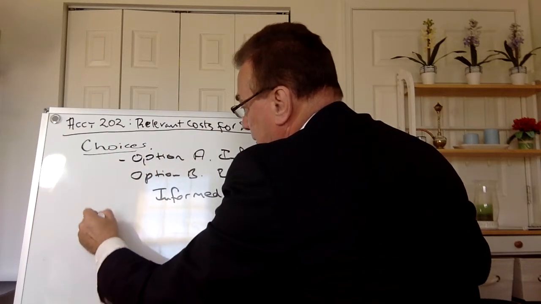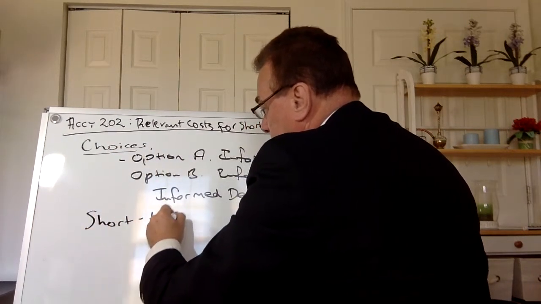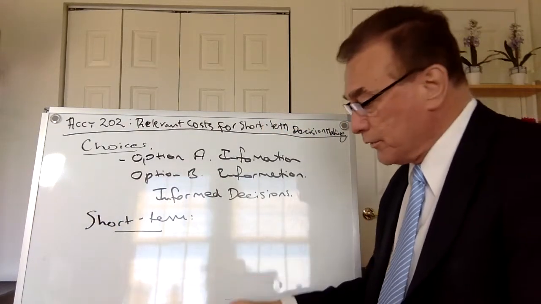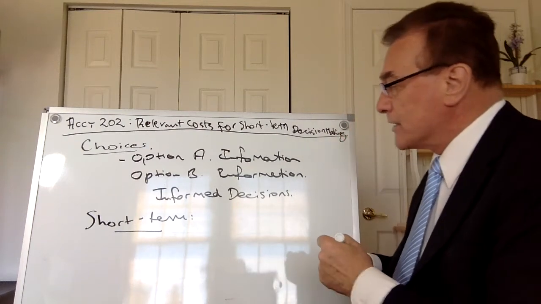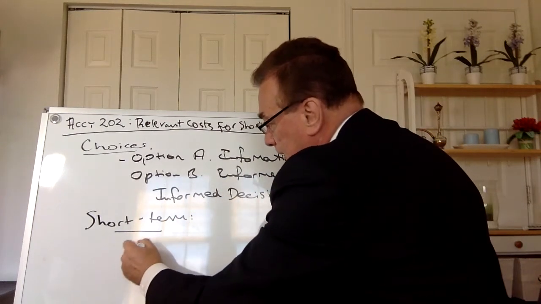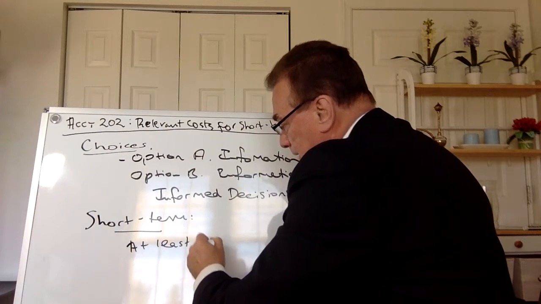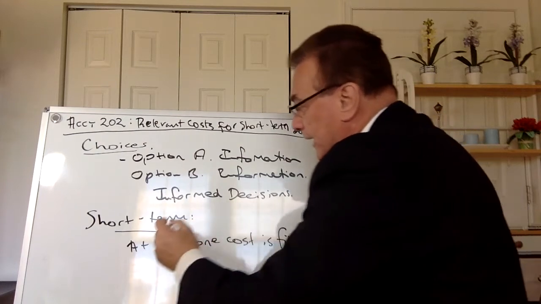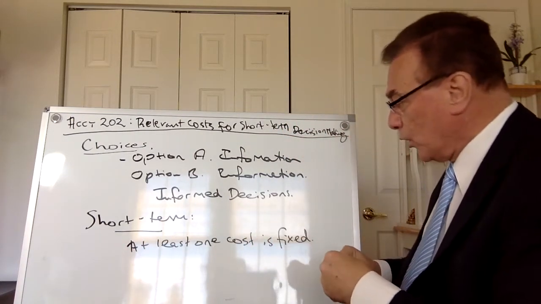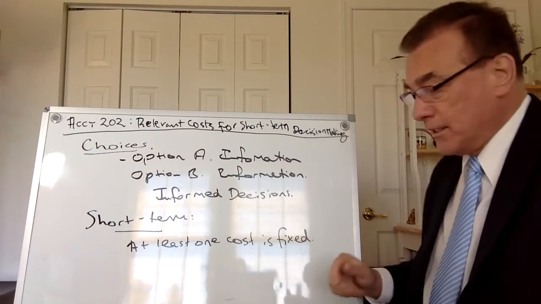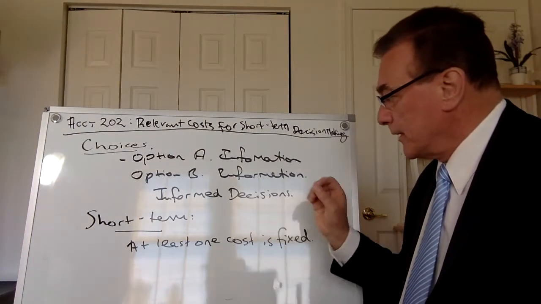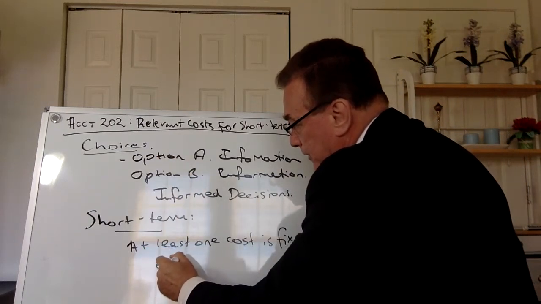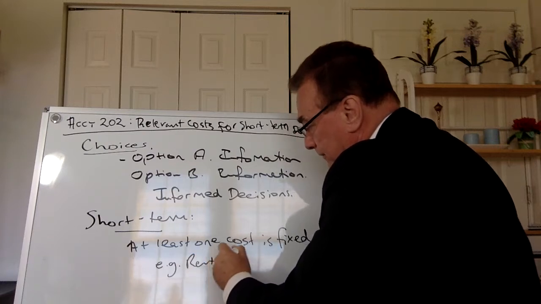The other aspect is short term. What is meant by short term? Now if you've done any microeconomics, you'll know that short term is where at least one cost is fixed. The other aspect, of course, is long term, where all costs are variable. So what we're doing here in the short term, at least one cost is fixed in those options, e.g. rent of the factory.